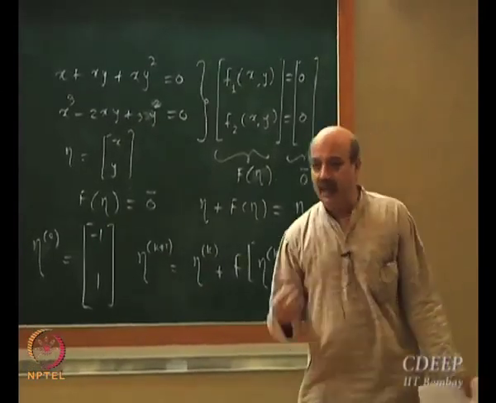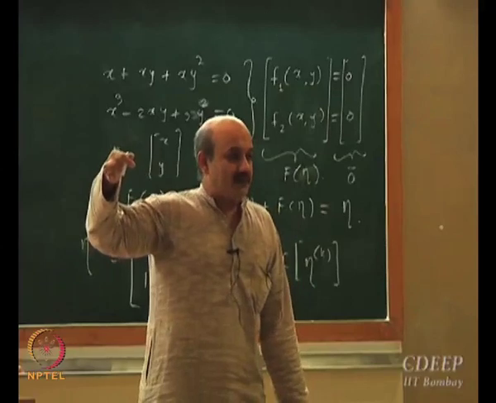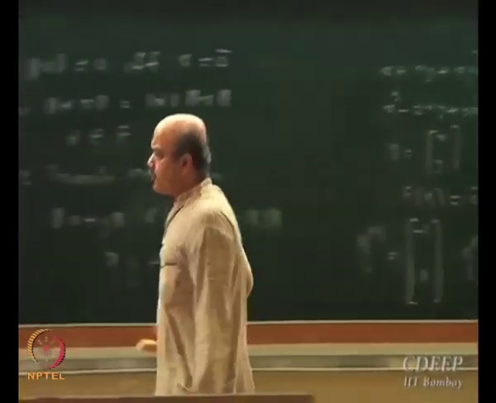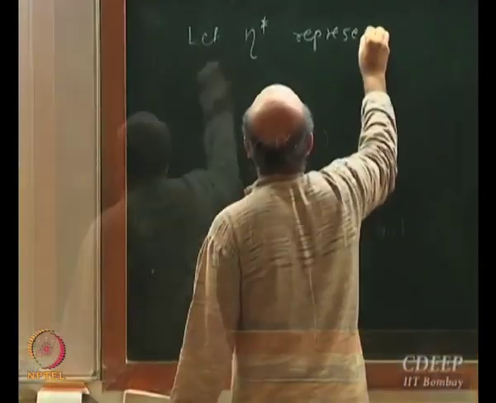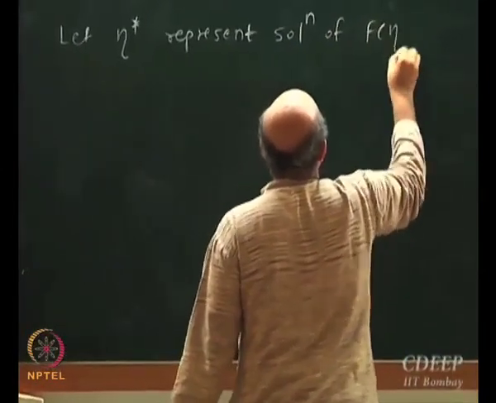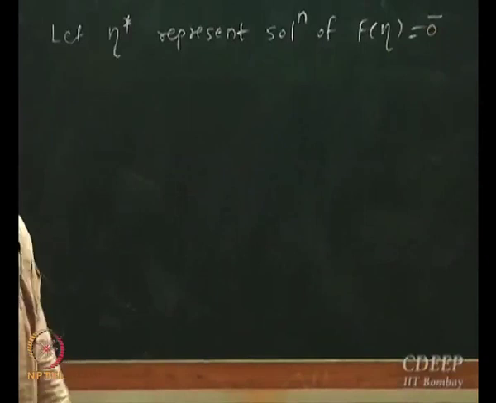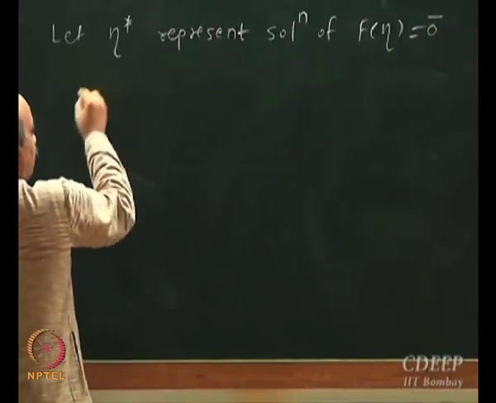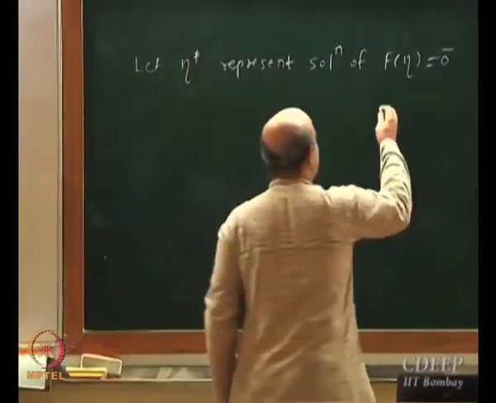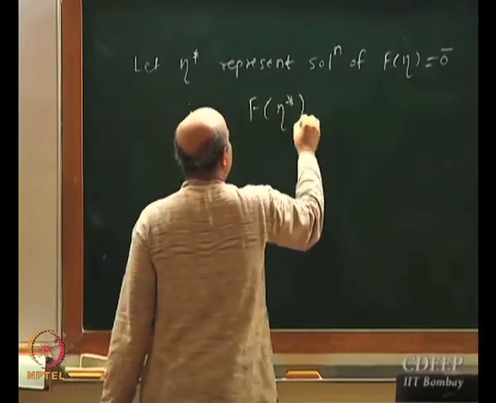But what of the difference vector? Norm of the difference vector. Okay. So we have to talk about a vector converging to another vector, a vector converging to a solution. What should happen at the solution? Let's say eta star is a solution. Then f of eta is equal to 0. What she says is correct: at the solution, so at eta star, f of eta star is equal to 0.